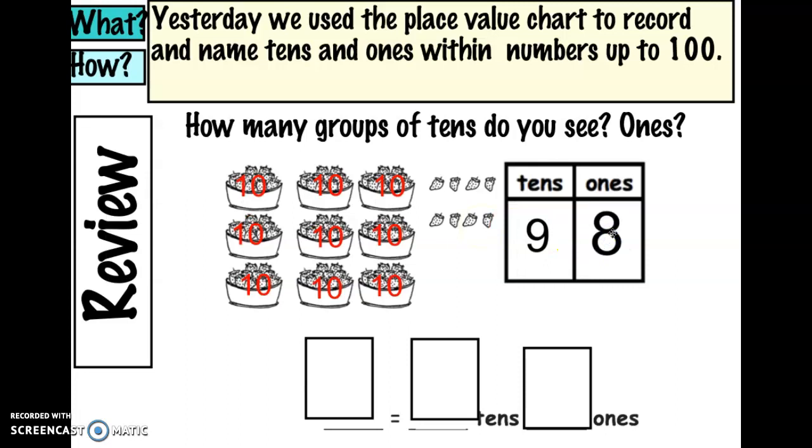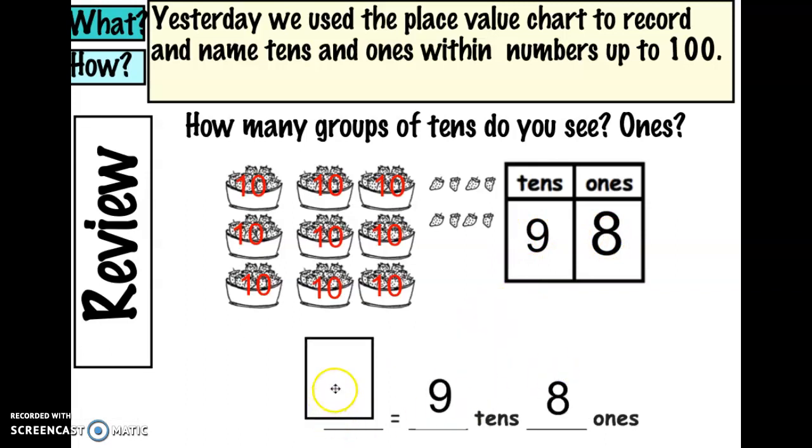We have 8 ones. So we have 9 tens and 8 ones. 9 tens, 8 ones. And what do we have? How many strawberries do we have? We have 98 strawberries. Now we're going to follow the video to continue with the lesson.